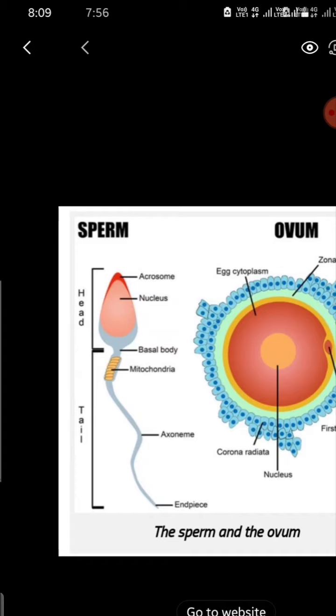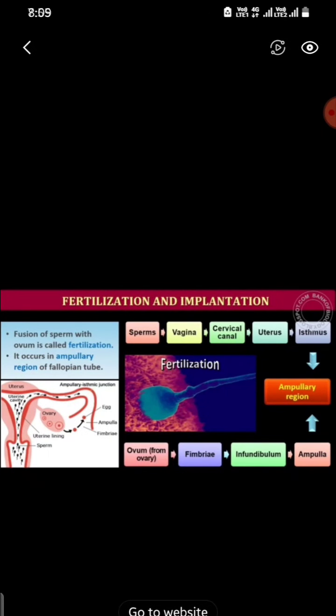So where is the ampullary region of the fallopian tube? You have seen where it is, the ampulla. Okay, so how does the sperm travel? Sperm will first come to the vagina, cervical canal, uterus, isthmus, and then it reaches the ampullary region. And how does the egg travel? The egg from the ovary gets to the fimbriae, which are finger-like projections, and then to the infundibulum, and then to the ampulla.